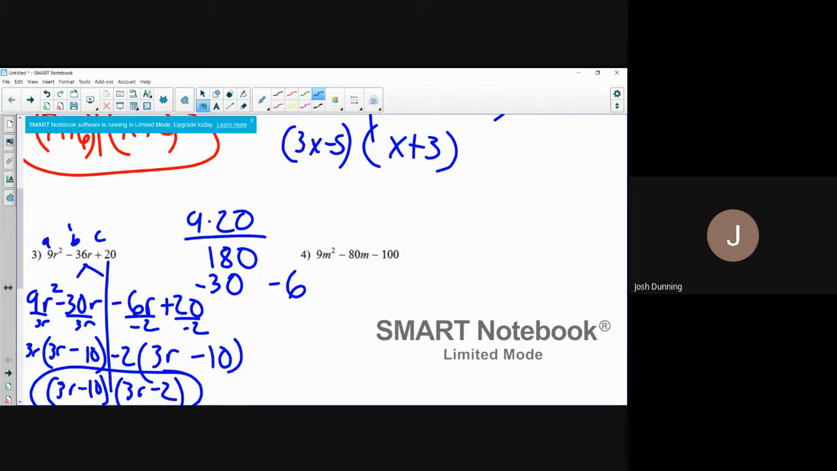Number 4. Hey, number 4 here is kind of an example of the hardest that this gets. When I multiply A times C, again, it's A, B, C. So I get negative 900. Well, okay. That's a decent sized number. There's going to be a lot of factors. Don't forget, go to your calculator.